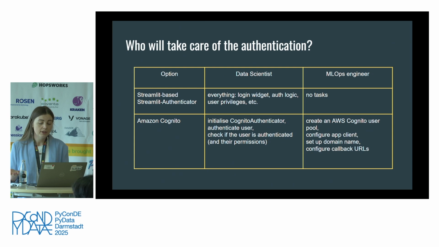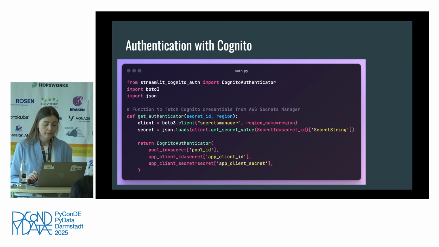So an MLOps engineer can help to create a Cognito user pool, like a user directory, then configure the app client, set up the domain name, and configure callback URLs where your users will be directed. In that case, data scientists just need to have proper Cognito authentication initialization inside the app. They need to authenticate users and check the permissions. So in that case, it becomes pretty simple for a data scientist.